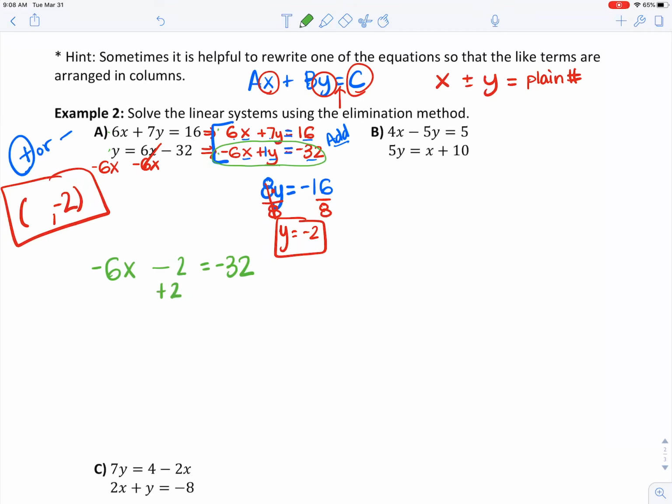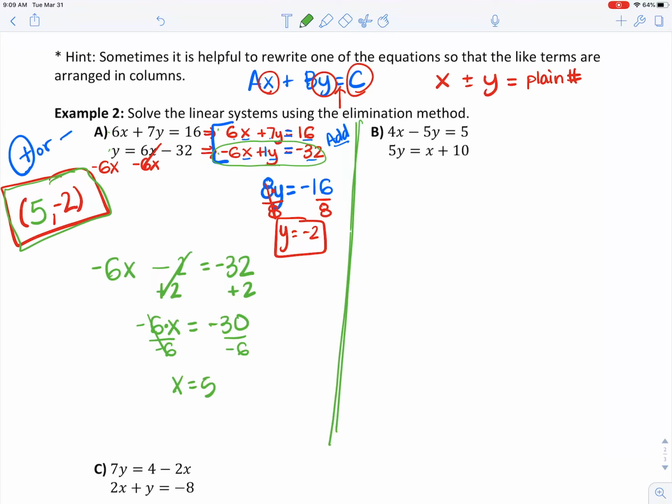So, how do you get rid of minus 2? You plus 2. So now we have negative 6x equals negative 30. How do I get rid of negative 6 times x? You divide by negative 6. So x is equal to 5. So that is the other part to our answer. 5, negative 2 is our final answer for letter A.